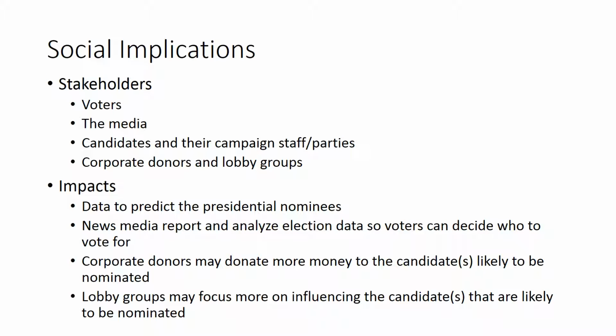Some stakeholders involved are voters, the media, candidates, and their campaign staff/parties, corporate donors, and lobby groups. These stakeholders may use these data to predict who will be nominated to run for election. The data may be of interest to the news media and groups that report and analyze election data, as well as the voters deciding on who to vote for in the actual election in November. Lobby groups and corporate donors may be interested in these data if they want to determine which candidates to influence or donate money to.